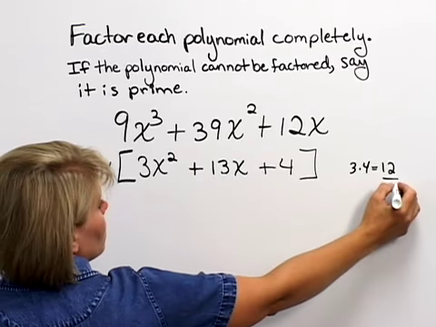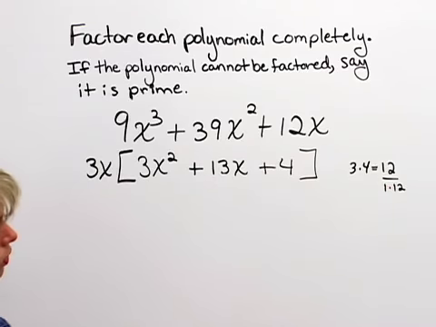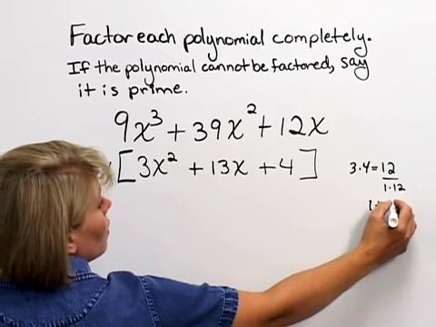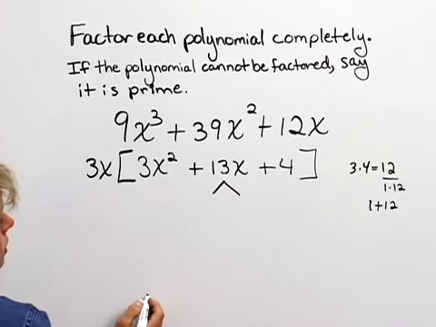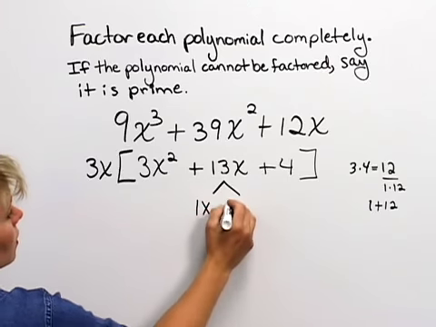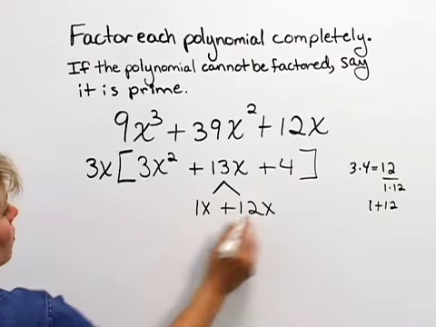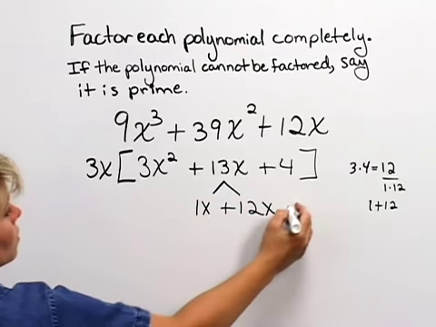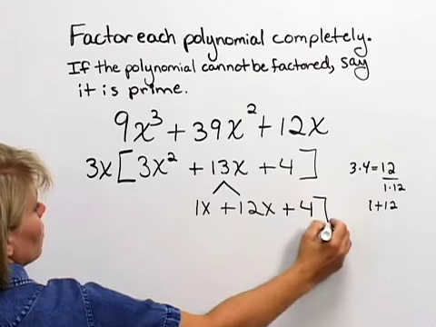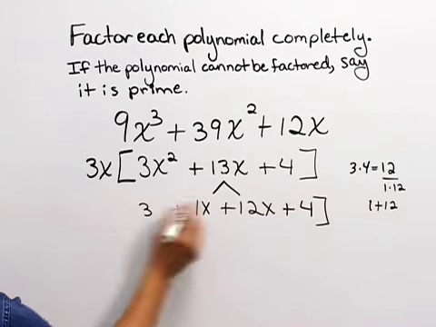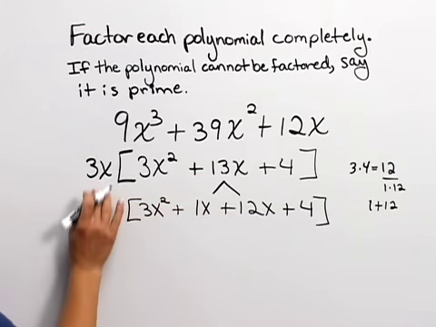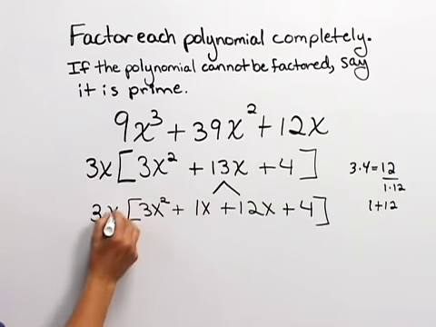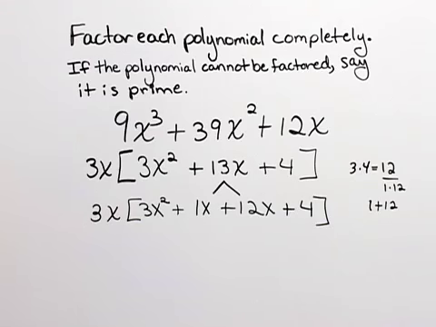And notice that 1 times 12 is 12, and 1 plus 12 is 13. So we will split our 13x up into a 1x plus a 12x. And remember, you don't have to write the 1 there unless you want to. We'll go ahead and put it in for now. And then carry down your 4 and carry down your 3x squared, and don't forget to continue carrying down your 3x in front. Now we can factor by grouping.